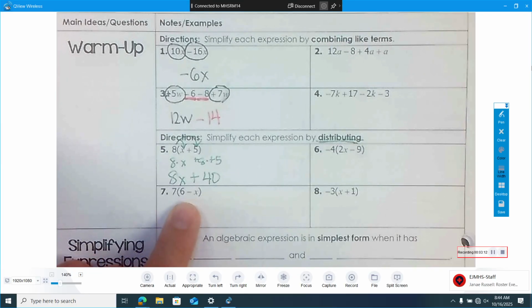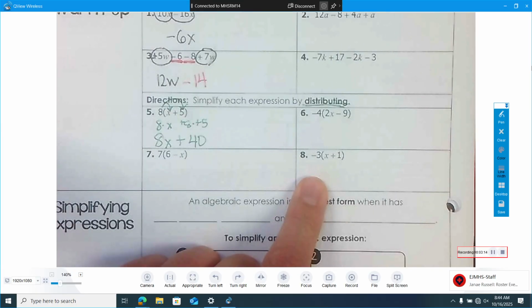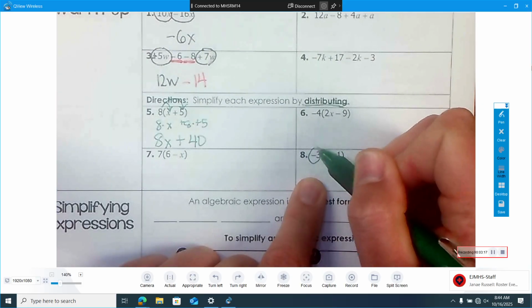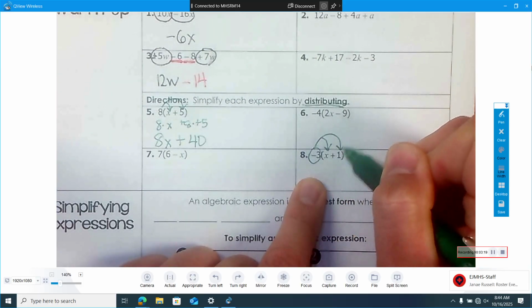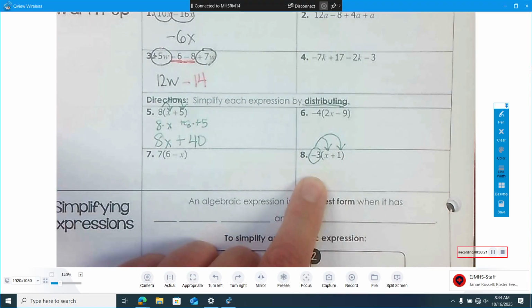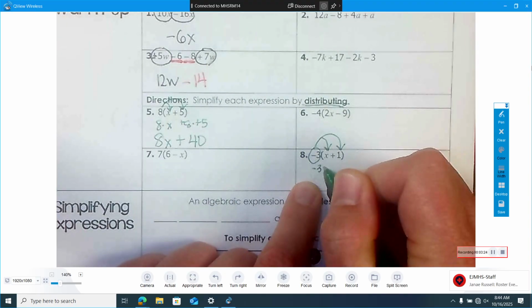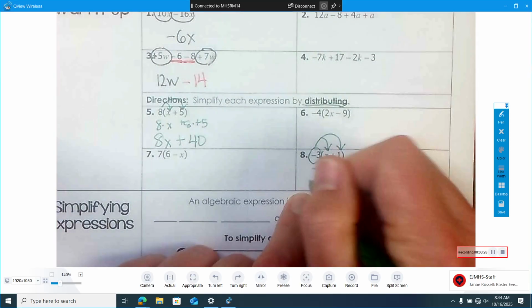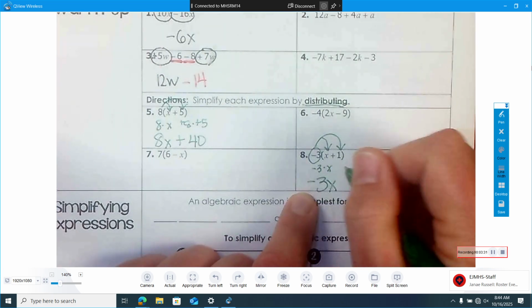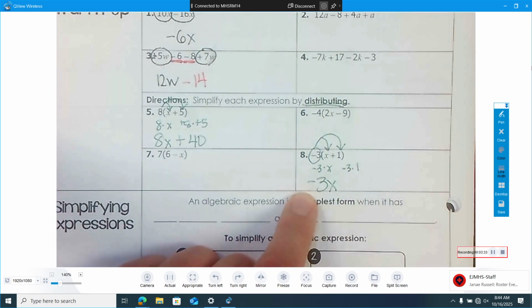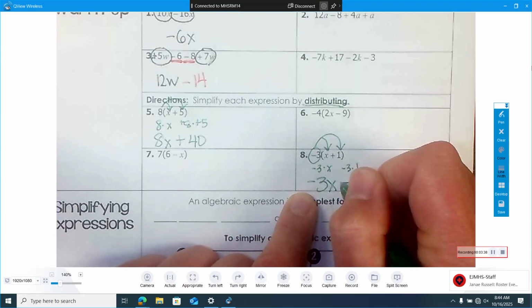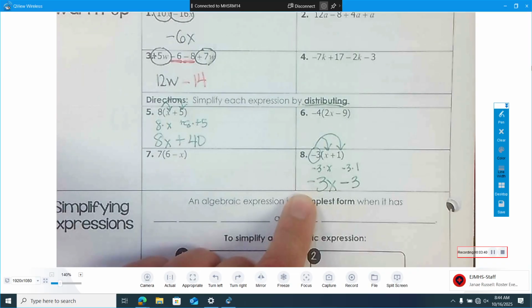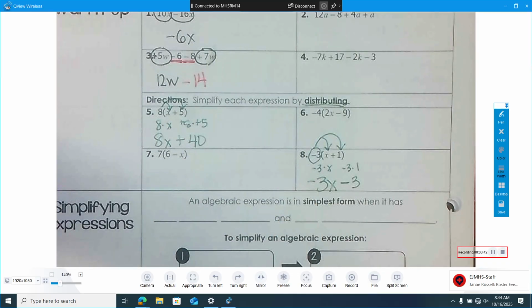And let's do number 8, because I like that better. Here, we're going to take that negative 3, and we're going to distribute it to both things inside the parentheses. So this becomes negative 3 times x. What is negative 3 times x? Negative 3x. And then we have negative 3 times positive 1. What's negative 3 times a positive 1? Negative. Negative times positive is negative. And 3 times 1 is 3. Okay. Today, we're doing all of those things together.